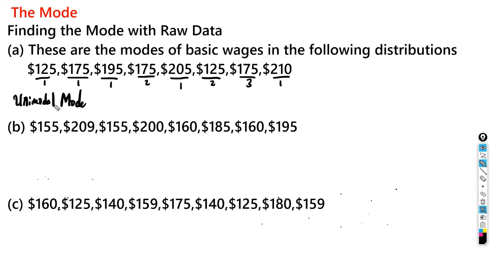So the mode is equal to 175. In this case it's unimodal because there's only one mode, and the mode is 175.